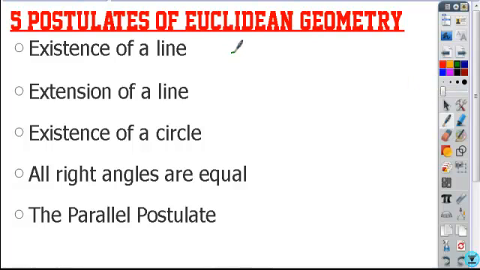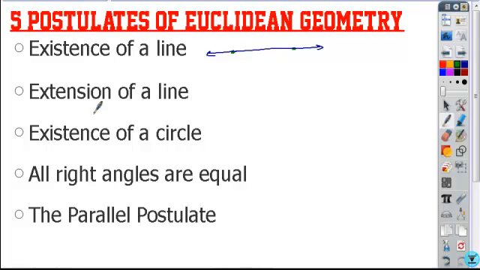Right? So if you have 2 points anywhere, the first postulate assumes that we can draw a line through those 2 points. Okay, so again, there's no way to actually prove that. A line theoretically extends infinitely, which you can't measure. So you just have to make the assumption that that's true.